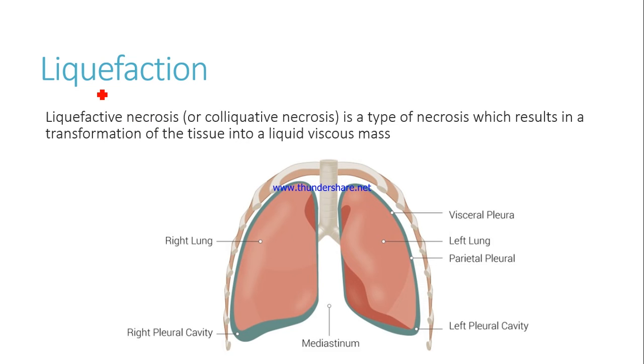Now there is a line in the report about liquefaction. So what is that? This is one type of necrosis. Necrosis is nothing but the accumulation of dead cells, which results in a transformation of the tissue into a liquid viscous mass. Okay.